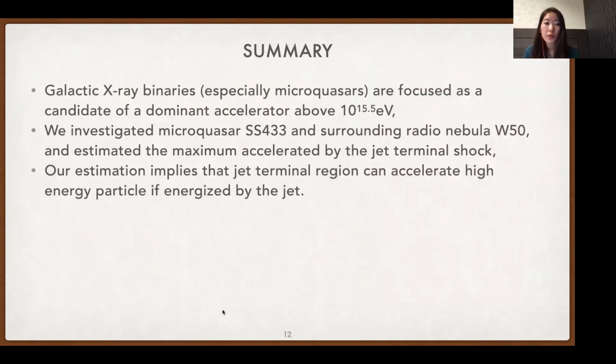I summarize my talk. Recently, galactic X-ray binary jets are focused on as a strong candidate of the dominant accelerator above 10 to 15.5 eV and below 10 to 18 eV. So we investigated the maximum energy of cosmic rays accelerated by the most famous microquasar SS433, and we revealed that it could accelerate particles above 10 to 15.5 eV at the jet terminal shock if the energized jets are reaching the eastern edge.